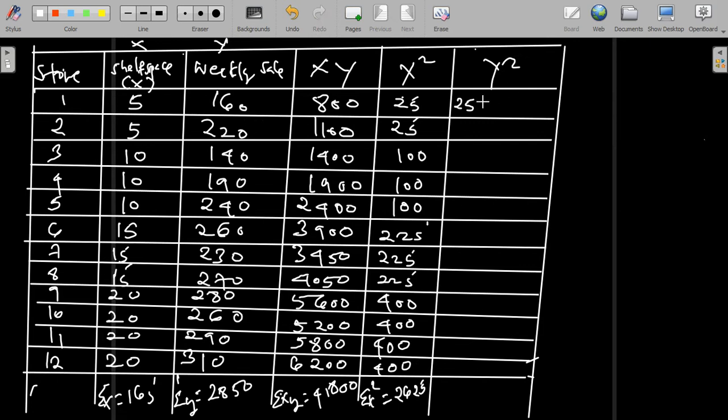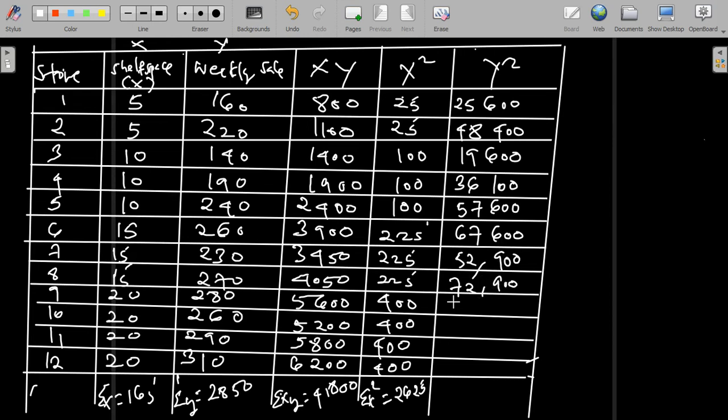The same applies, we find y square. We take y and raise it to the power of 2. 160 when we square it gives 25,600. It will give 48,400. It will give 9,600 as you observe. It will give 36,800. 57,600. 67,600. It will give 72,900. This will give 78,400. And here you'll obtain 78,400. This will give 67,600. Then 84,100. And 96,100. So we find the summation of y square, that will give 76,900. So that is the summation of y square.